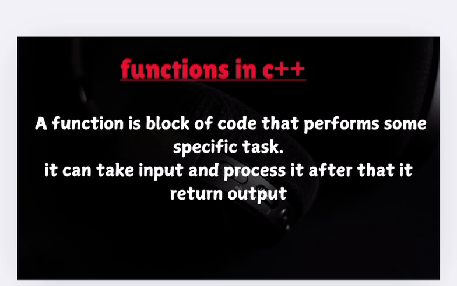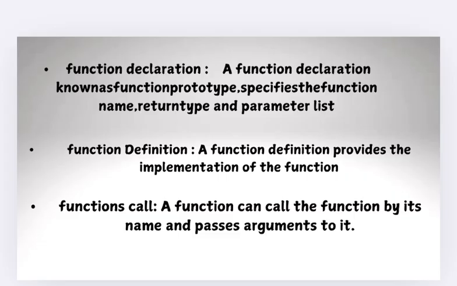What is a function? A function is a block of code that performs some specific task. It can take input and process it. After that, it will return output. Function declaration: a function declaration, known as a function prototype, specifies the function name, return type, and parameter list.